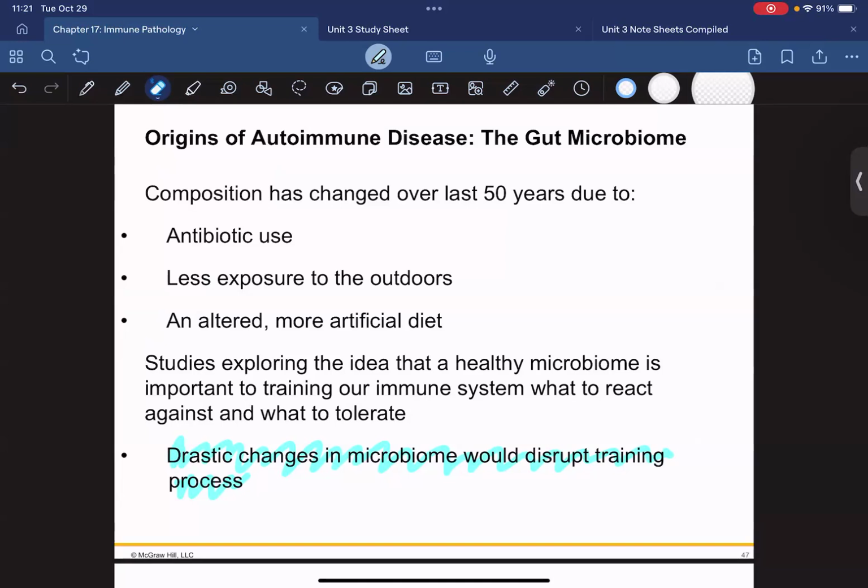Also, your gut biome is incredibly important in keeping your immune system in check. So if you have a fast change in your gut biome, that can lead to a change in your immune response to things as well. And that training process is involved in making sure you know what is a threat and what isn't a threat.